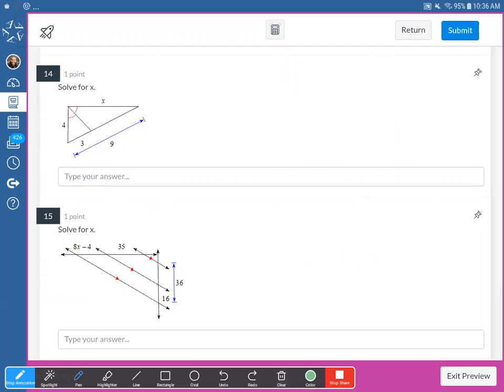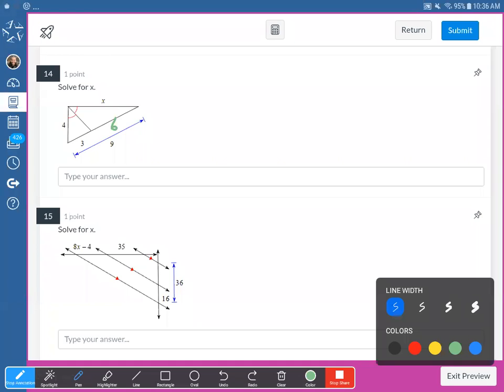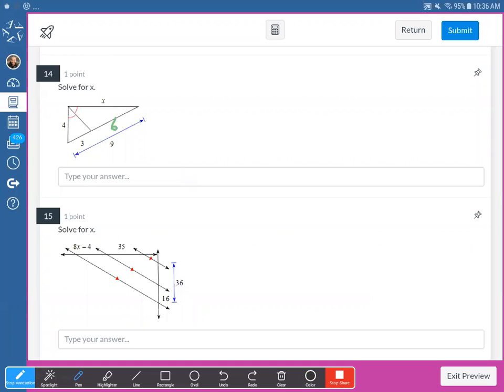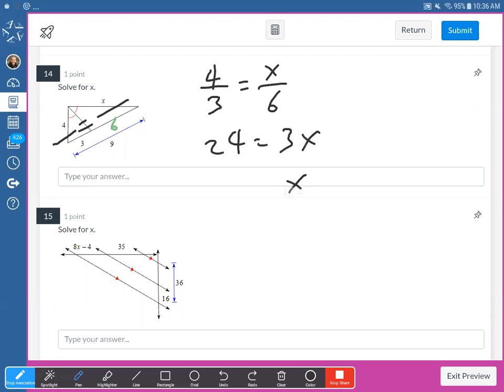All right, this whole bottom is 9, right? So if this is 3, that makes this 6 right here. So this is all you got to do. Now it's 4 over 3 equals x over 6. So 4 over 3 equals x over 6. So 24 equals 3x, and x equals 8. This was the first step right here. We had to find that 6.